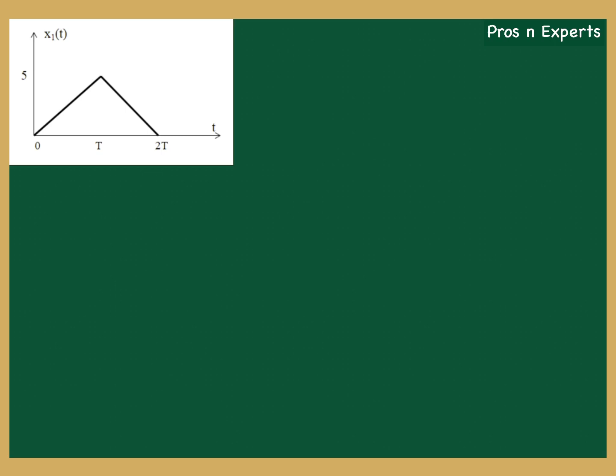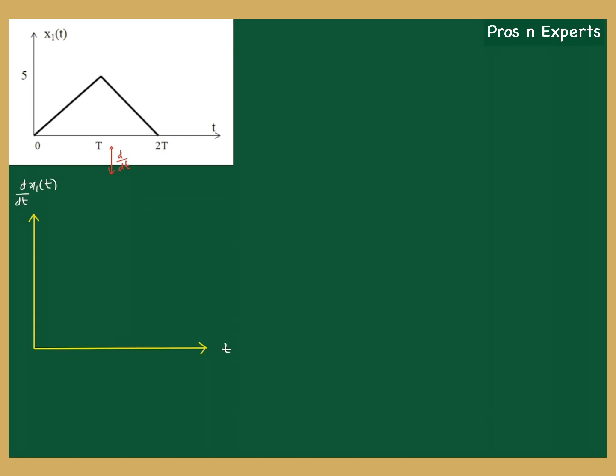So x1 of t is a triangular signal, right? On a simple inspection, you cannot find out the Fourier transform as such. So what I'm going to do is differentiate the signal. I will draw how the differentiation of x1 of t, that is d by dt of x1 of t, looks like. Listen here carefully how we can draw the differential of the signal.